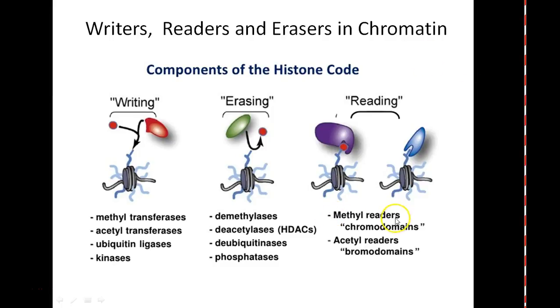So we have methyl readers. So those methyl groups will be recognized by chromatin remodelers or reading enzymes with the chromodomains. And acetyl readers, they have bromodomains. So those would be the complexes that have bromodomains and would be recruited to those acetyl groups. And they can read the acetylation code.